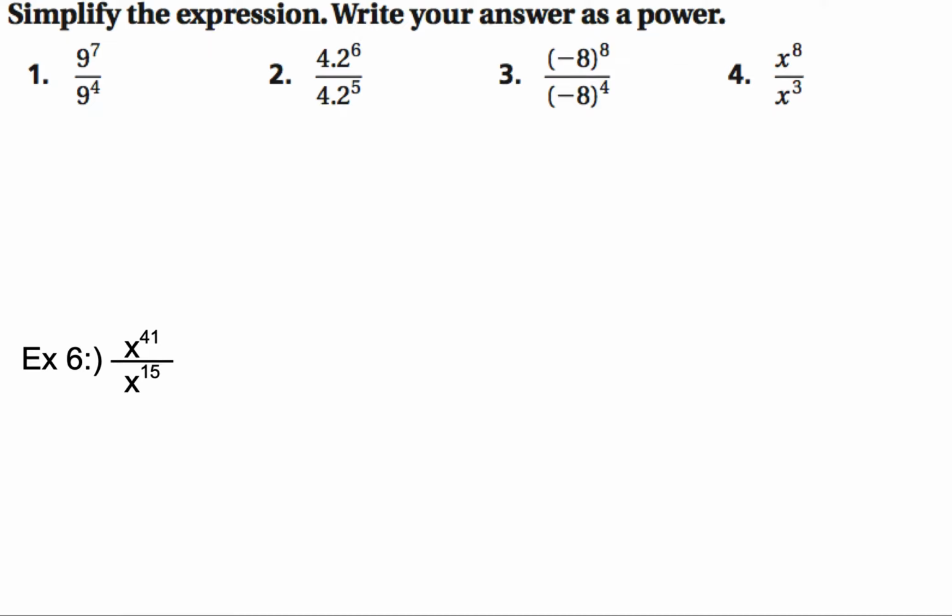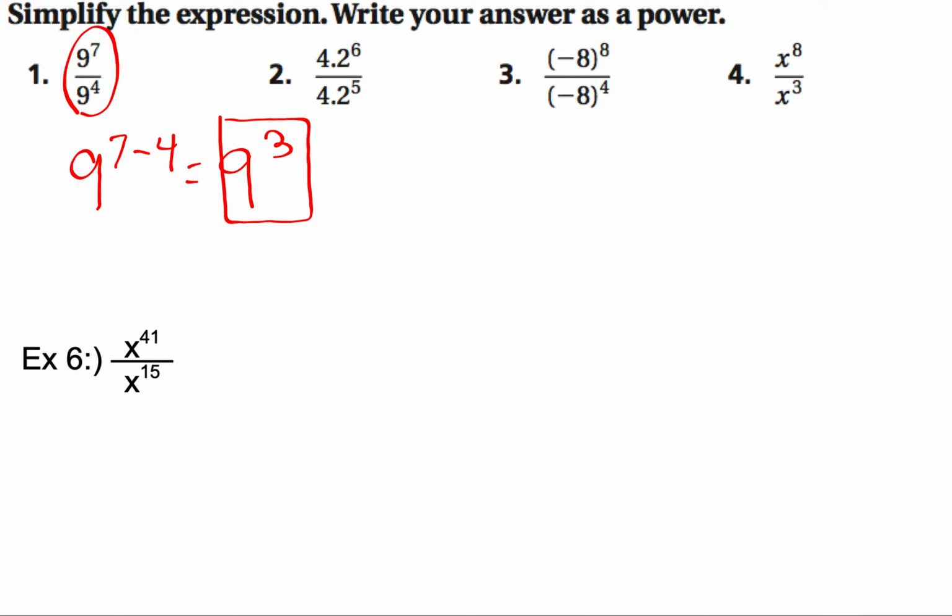All right, 9 to the 7th over 9 to the 4th. Because they have the same base, we can subtract the exponents, top minus bottom, and you get 9 to the third power. Okay, number 2, because they have the same base, 4.2, we can subtract their exponents. 6 minus 5 is 1. So this is just 4.2 to the first power. You don't actually need the exponent when it's a 1.